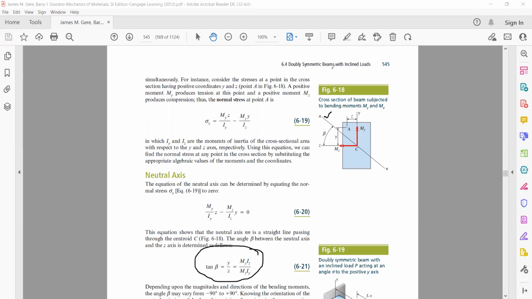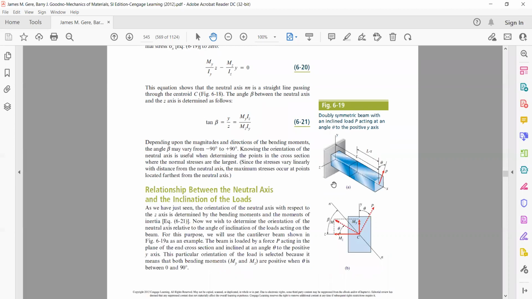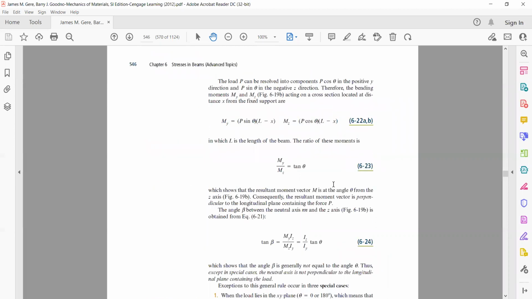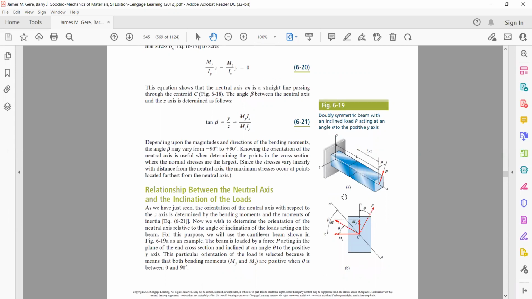Number two is, now let's see, because we know the load is acting at some angle. This is the load, and let's suppose this load is making an angle theta with respect to this z axis. Then what is the relationship between this beta and this theta? This is very important for us, to establish the relationship between the angle of inclination of the load and this z axis. So in order to establish the relationship, let's take into consideration the picture, that is figure 6.19 of the textbook.